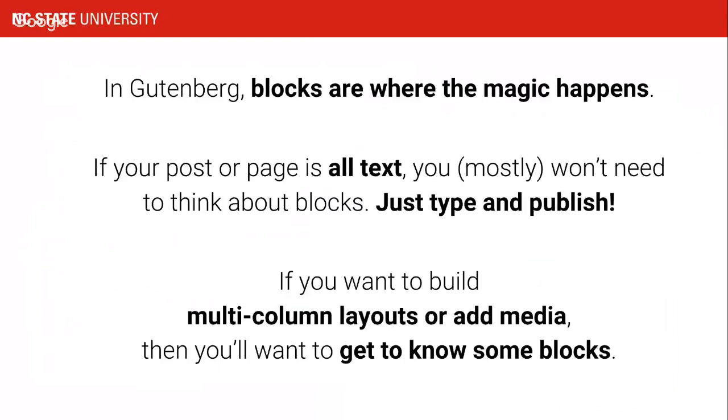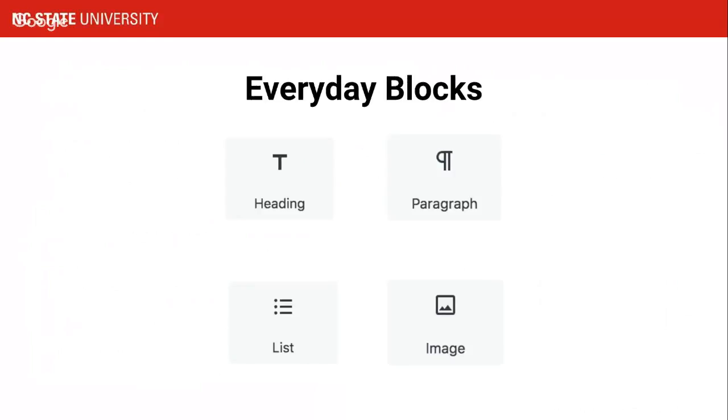So, all of this is to say that in Gutenberg, blocks are where the magic happens. If you're just typing text, if that's mainly what you're concerned about, you honestly don't need to think about it. You can just type your text and then publish, and everything will work just the same way. If you're trying to do multi-column layouts or adding some sort of rich media or something like that, then you're going to want to get to know some of these blocks. And so I'm going to try to help you get to know them.